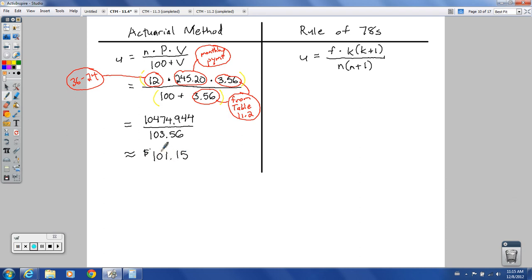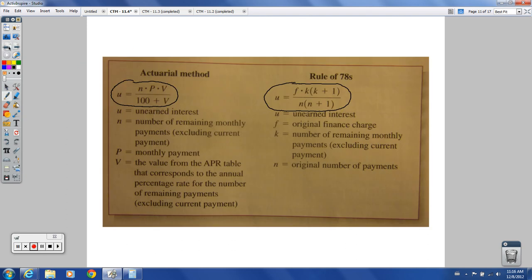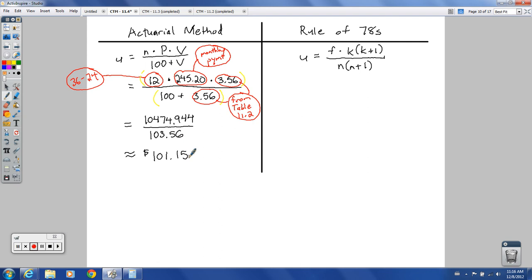And what's this number represent? This U stands for the unearned interest. We said before that that's the same thing as saying the interest saved, the interest you no longer have to pay them because you paid it off early. So it's this much interest saved for the actuarial method.